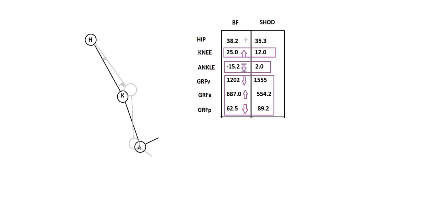So we have to think about, what does this mean? At initial contact there was a significant increase in hip flexion and ankle extension that seemingly resulted in a reduction in the vertical ground reaction force, an increase in the anterior ground reaction force, and a decrease in the posterior ground reaction force. So, just to go back a step, how did this cause a change in this? That's what we're getting at.